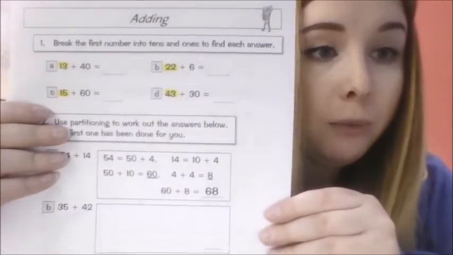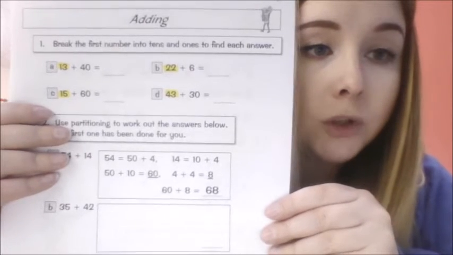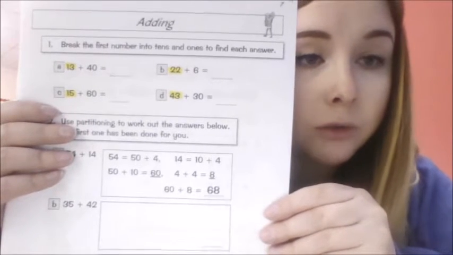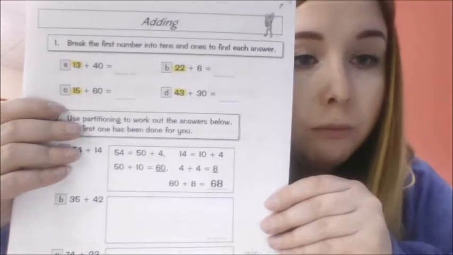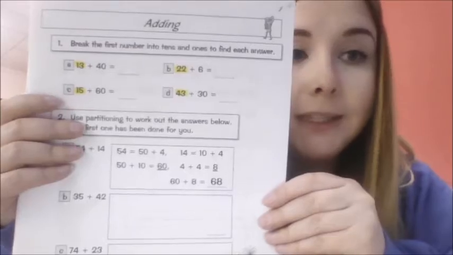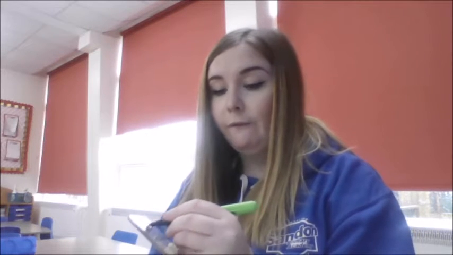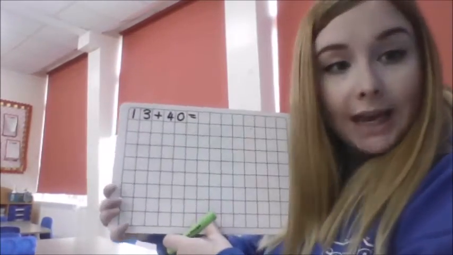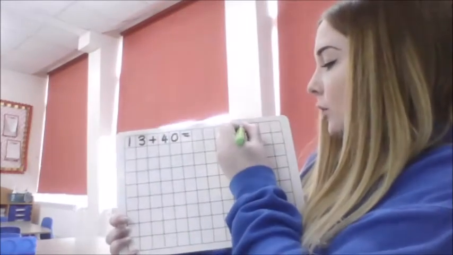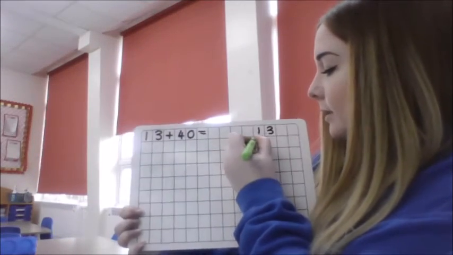So it says, break the first number into tens and ones to find the answer. And I've highlighted those first numbers for you to make it a little bit easier. So let's copy this first one onto a whiteboard. So I've got 13 add 40. And the first thing I've got to do is split my 13 into tens and ones. So I'm going to do that over here where I've got a bit more space.